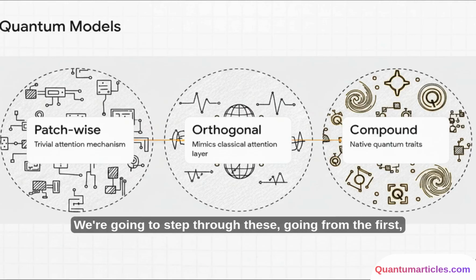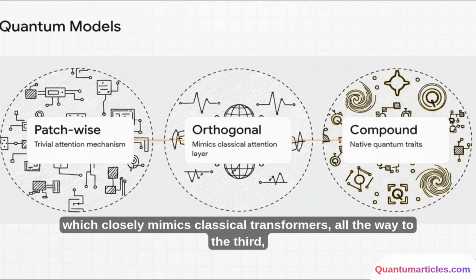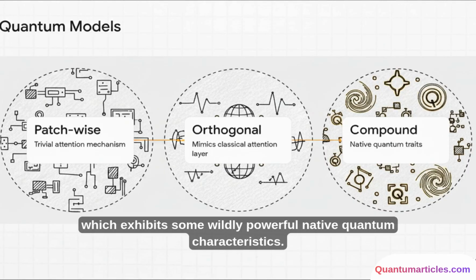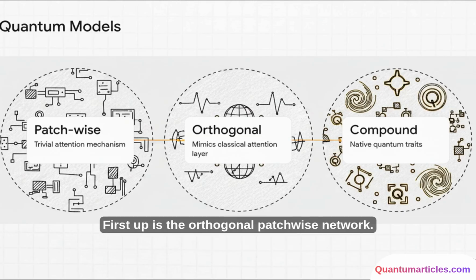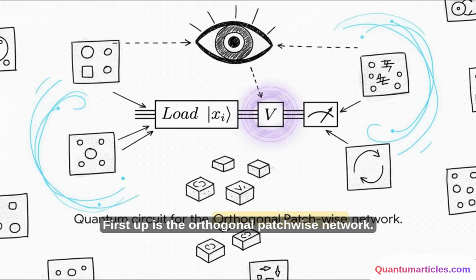We're going to step through these, going from the first, which closely mimics classical transformers, all the way to the third, which exhibits some wildly powerful native quantum characteristics. First up is the orthogonal patchwise network. This one's definitely the simplest of the 3. It essentially acts as a trivial attention mechanism.